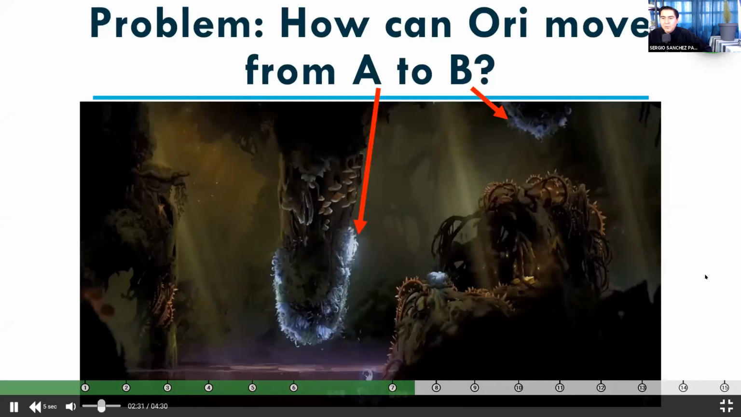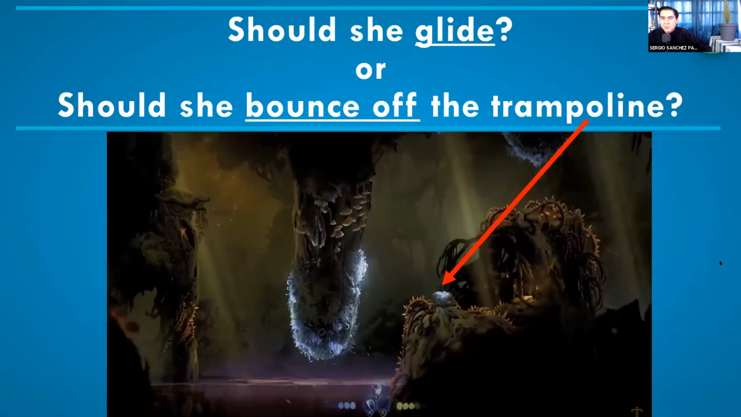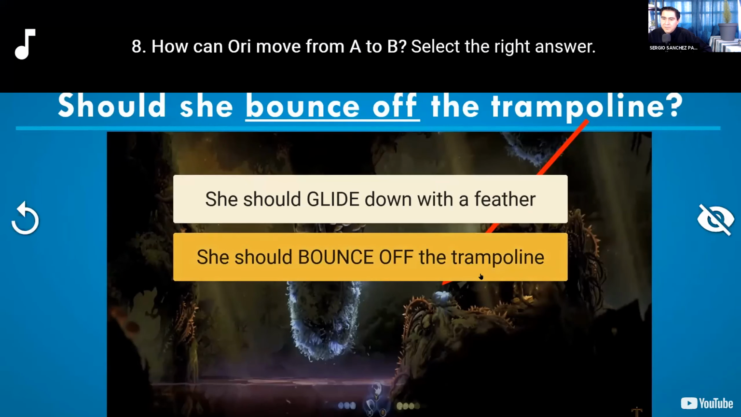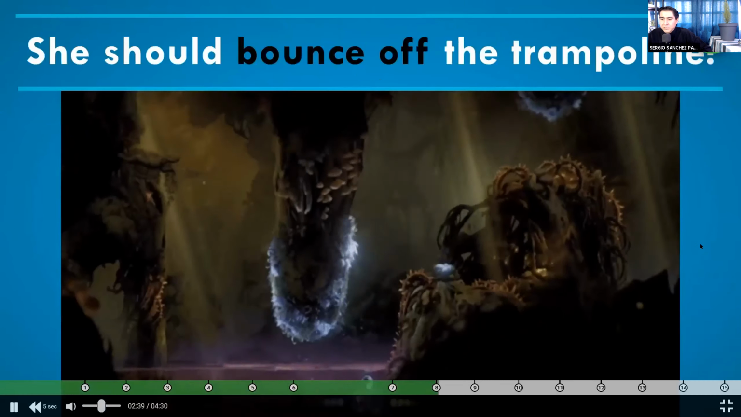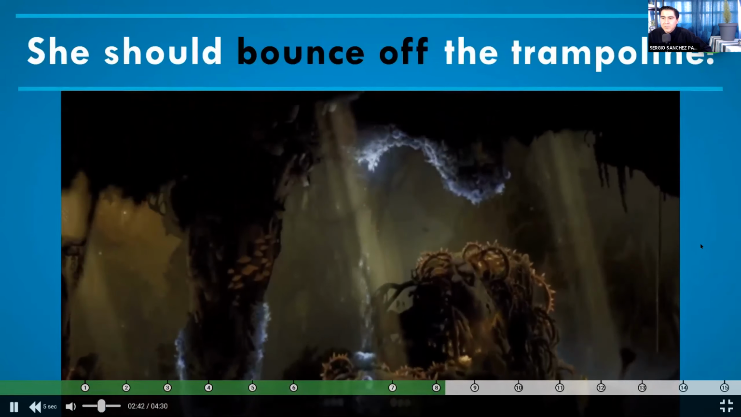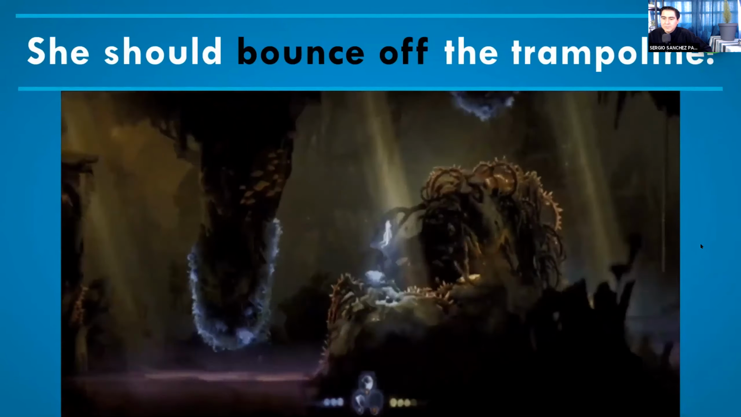Next, how can I remove from A to B? That's the question, that's the problem. Should she glide or should she bounce off the trampoline? And I have to choose, and I'm going to go for the second one. She should bounce off the trampoline, and I'll be shown how she does it. So that is, she bounces off the trampoline.